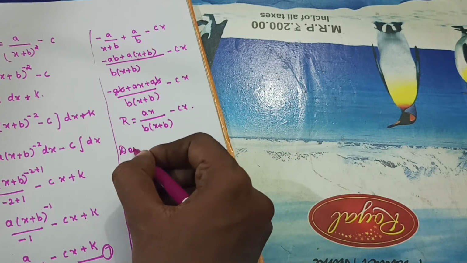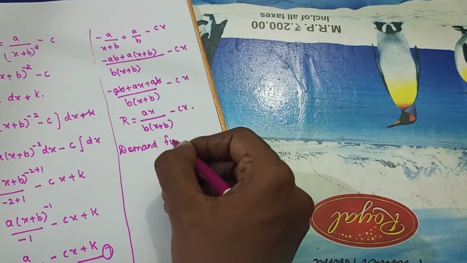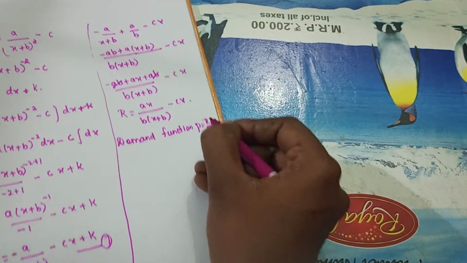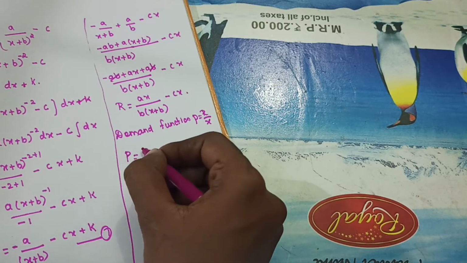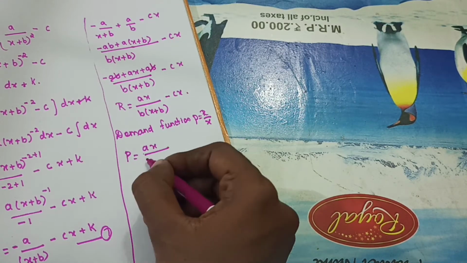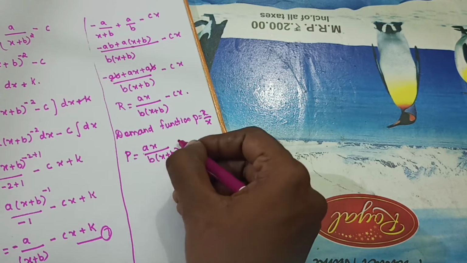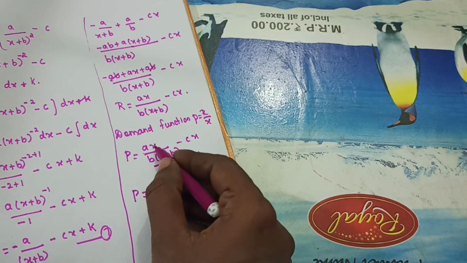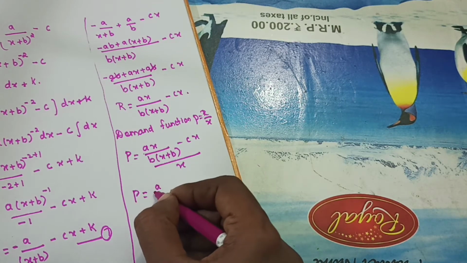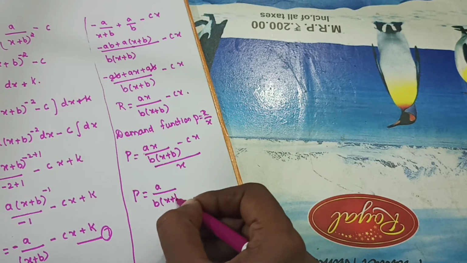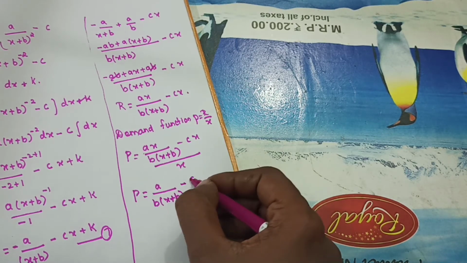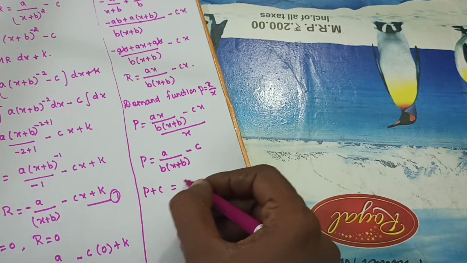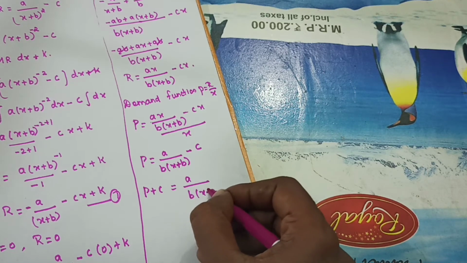Now we can move to the demand function. What's the formula for the demand function? P is equal to r by x. So P is equal to the r value, ax by b into x plus b minus cx, divided by x. Each and every time if we are dividing by x, this x and x will get cancelled. So what's the balance? A by b into x plus b minus, here also x and x will get cancelled, c. So now bring this c to this side. So what will happen? P plus c equal to a by b into x plus b.